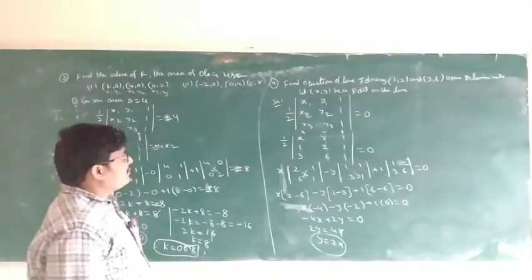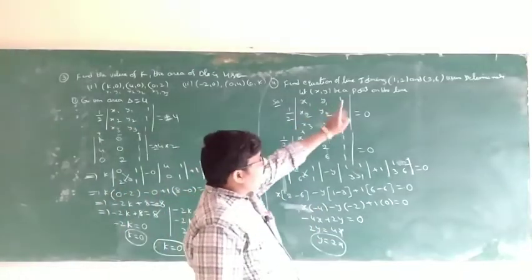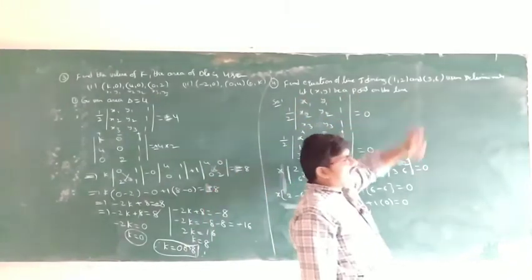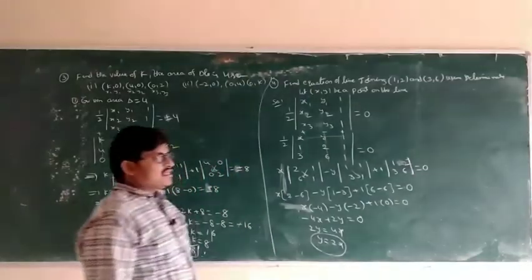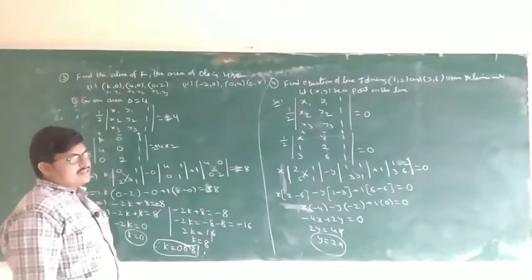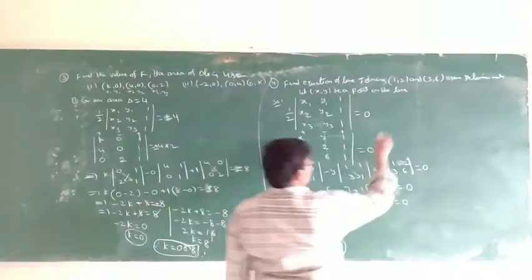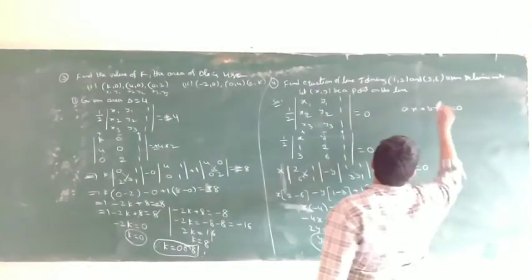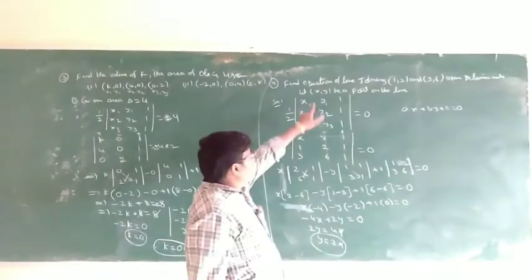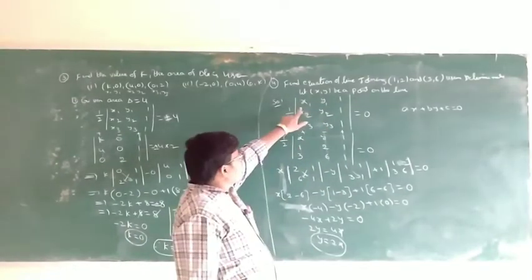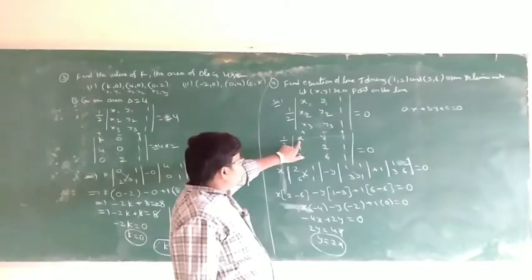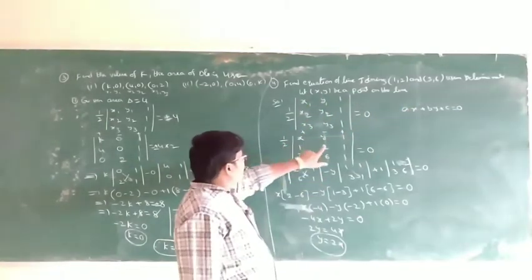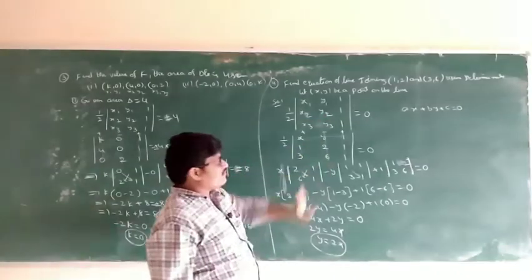So once again, for the equation of a line, first take let (x, y) be a point on the line, because a straight line has the variables x and y. For example, the equation of a straight line is ax plus by plus c equal to 0. That is why we take one point (x, y). The formula is the same: (x, y) is the first point, then the second point (1, 2) and the third point (3, 6).